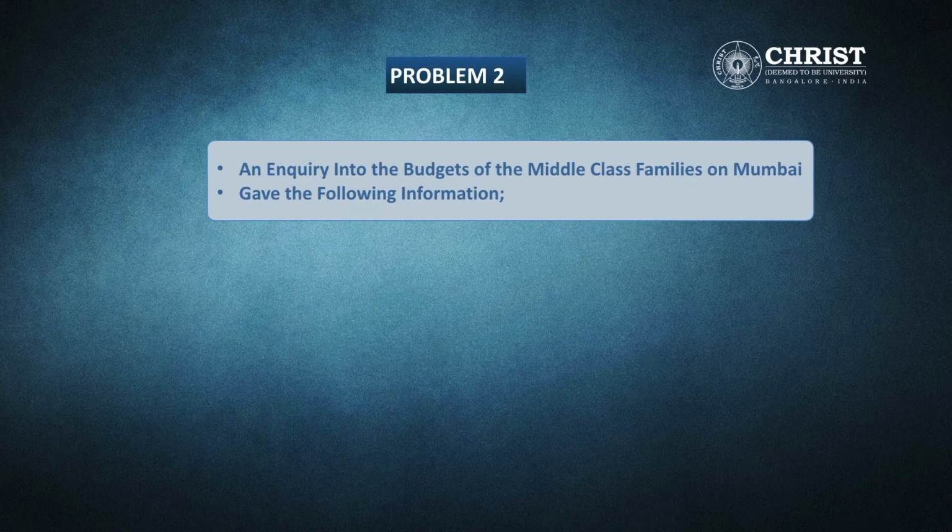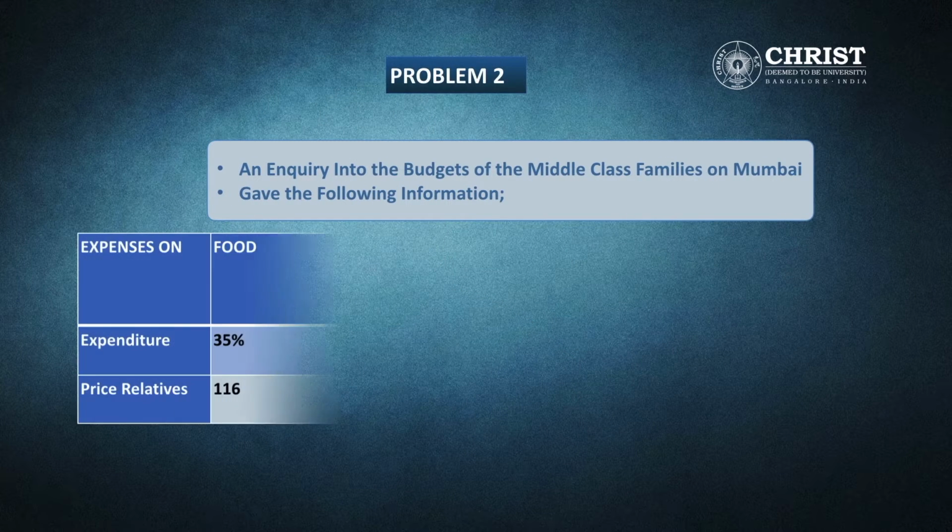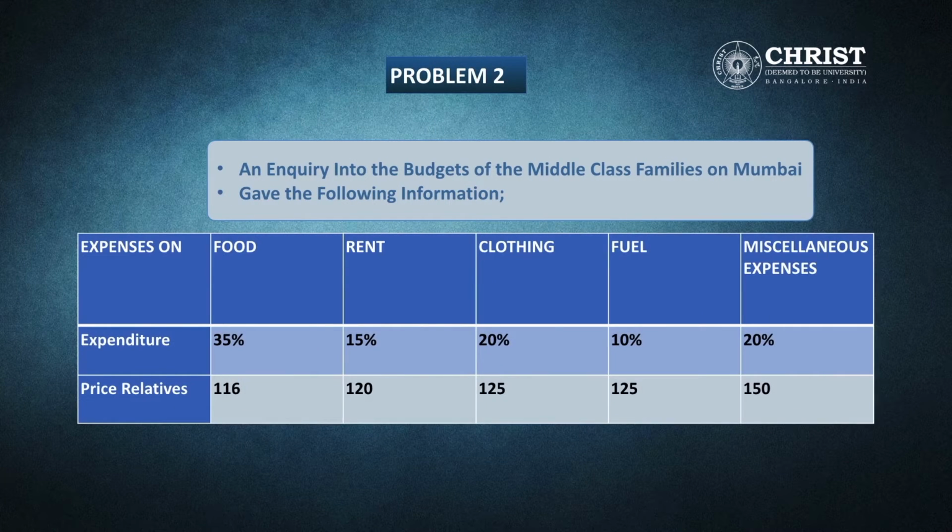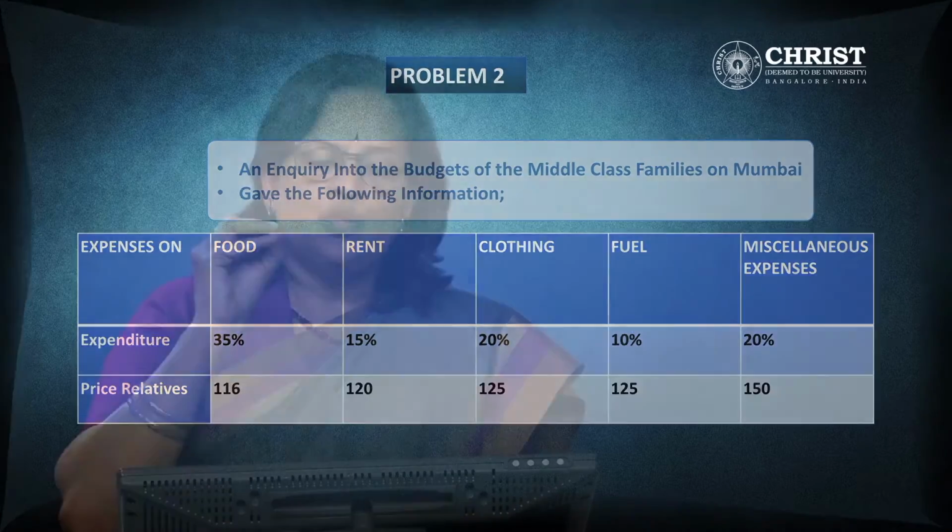Now we will do one more problem. The second problem: an inquiry into the budgets of middle class families in Mumbai gave the following information. Expenses on different items are there: food, rent, clothing, fuel and miscellaneous expenses, with expenditure percentages and price relatives. So the weights and P values are there. The first question is what change in the cost of living index for 2021 compared to 2020 has taken place. That means first we have to calculate the consumer price index.